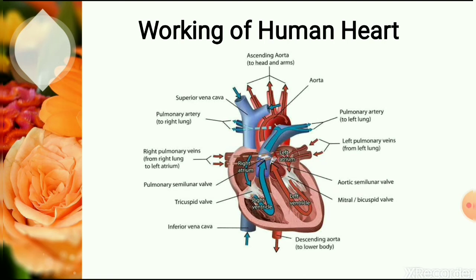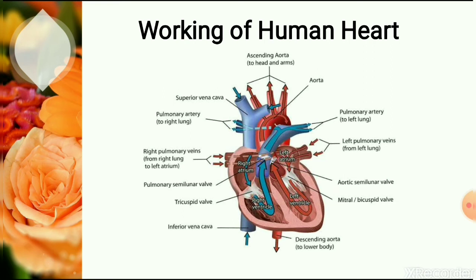Here in the lungs, gaseous exchange takes place between the blood and the lungs. The oxygen present in the lungs is absorbed by the blood, and the CO2 present in the blood is released into the lungs. Now the blood becomes oxygenated, and it is carried by the pulmonary vein to the left part of the heart.